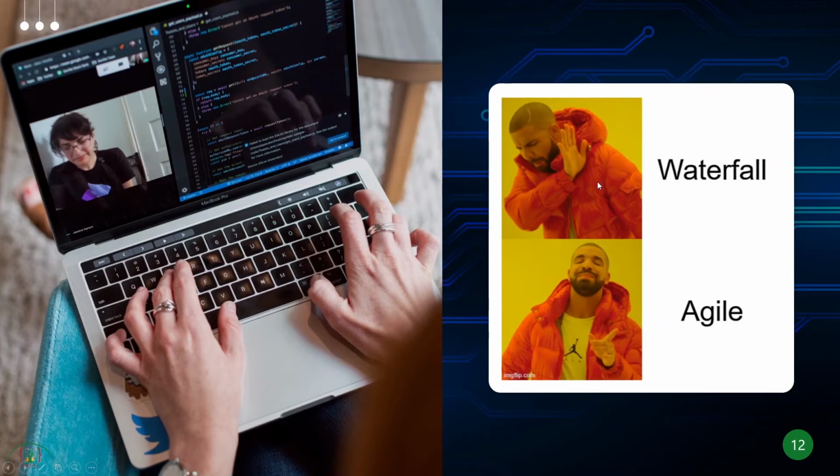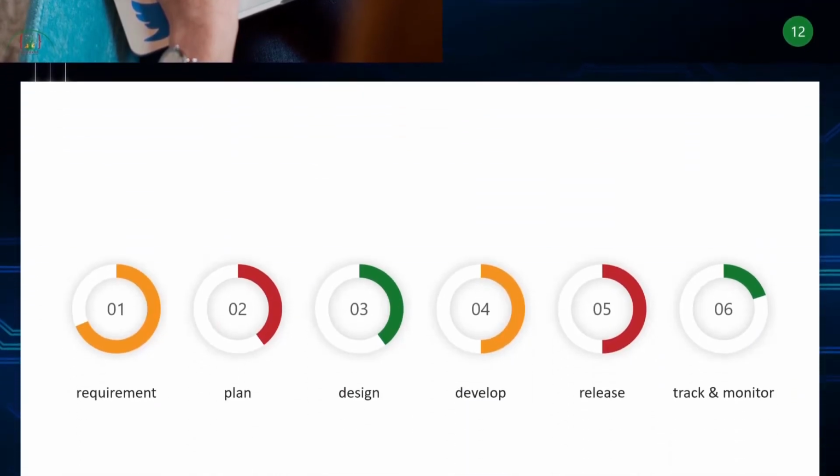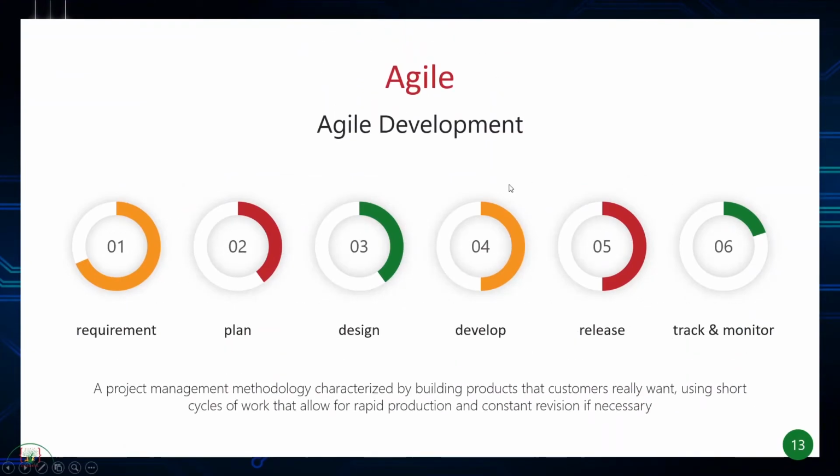I don't know how many of you like Drake, but I love this picture of Drake. He's saying no to waterfall, and that's Agile, I guess. So you can see here, everything is done in iterations, right? Short cycles, and you're allowing for rapid production and constant revision. And the key is continuous collaboration, right? You're continuously collaborating between your team members, your project stakeholders, and you're making fully informed decisions, right?